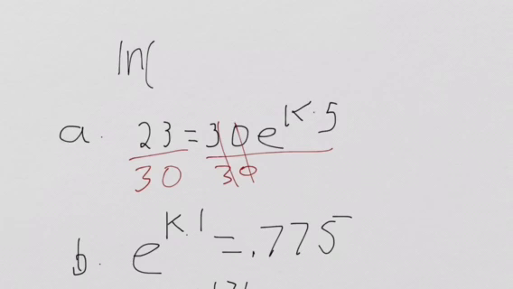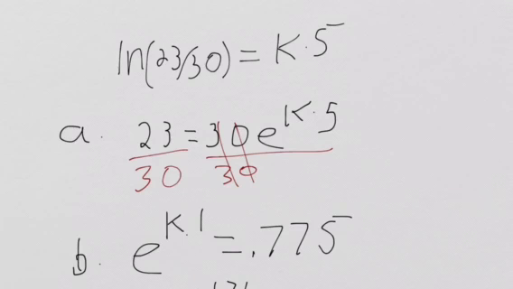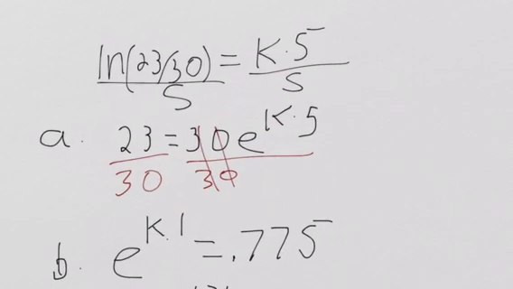So we're going to do natural log 23 divided by 30, and that's going to be equal to k times 5, right? E to what power gives me 23 over 30? Well, e to the k times 5 gives me 23 over 30, so that's what we have here. We divide by 5, that's going to give me k. So natural log 23 divided by 30, divide that whole thing by 5. So I get like negative 0.0531.